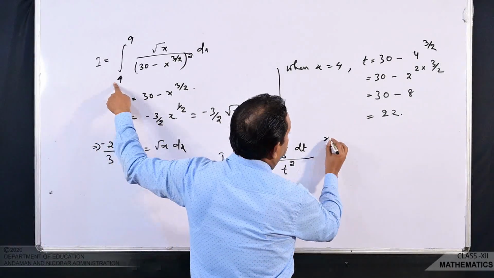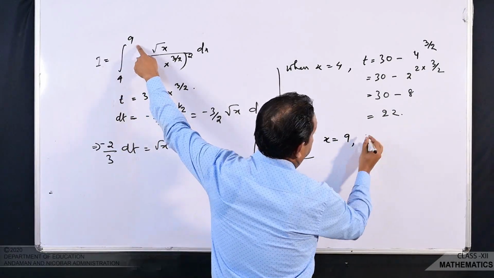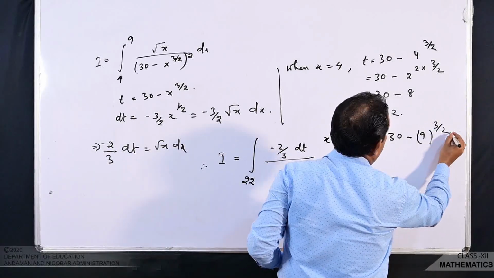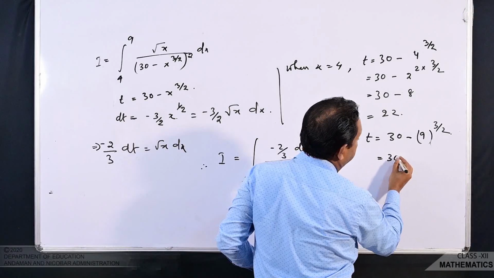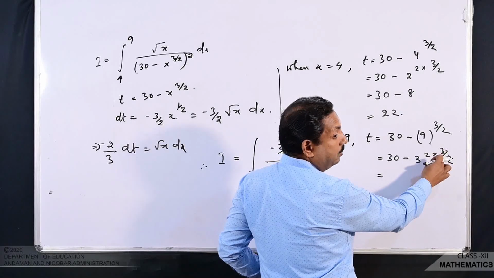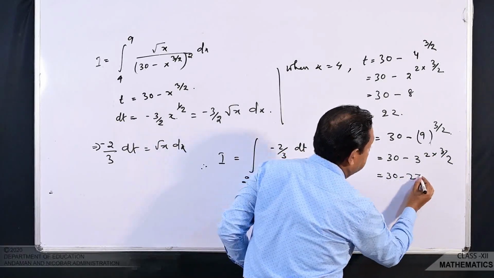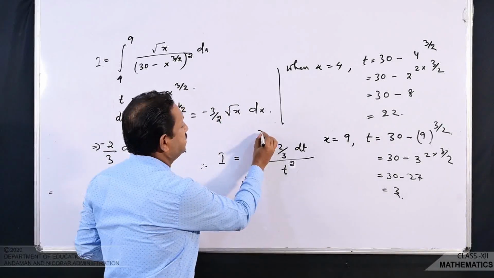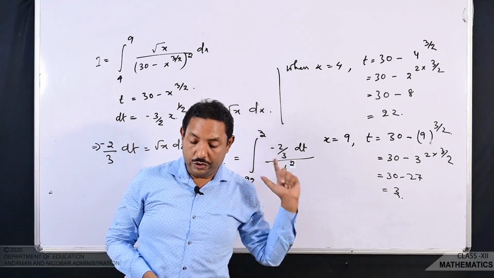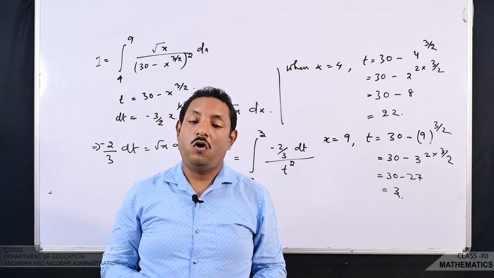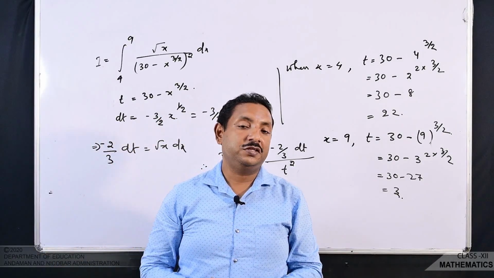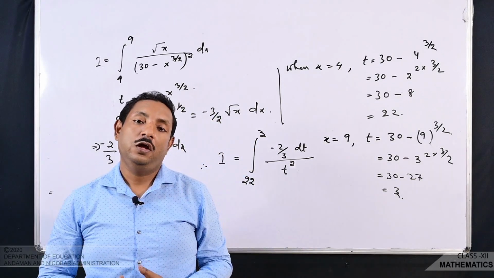Now, when x equals 9, t is 30 minus 9 whole power 3 by 2. That means this is equal to 30 minus 3 square power 3 by 2, that is 2 to cancel. So, 3 power 3, that means 27, 30 minus 27, that will be 3. So, your upper limit is 3. Now, you have to perform the integration and substitute the upper limit and lower limit. So, this way you can solve the problems of definite integration by substitution. In substitution you must change the limit, otherwise your total procedure will be wrong.